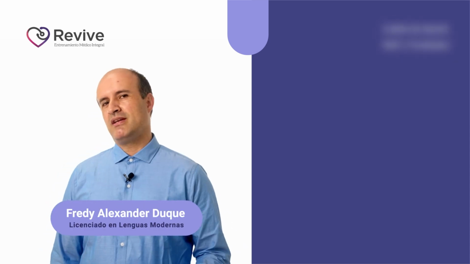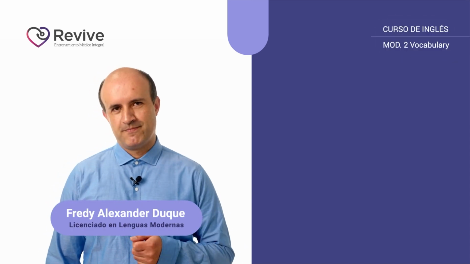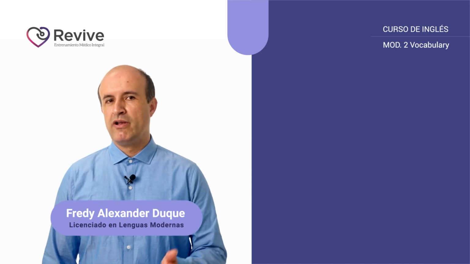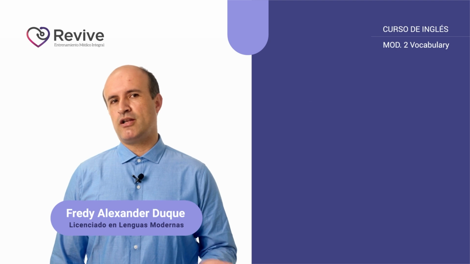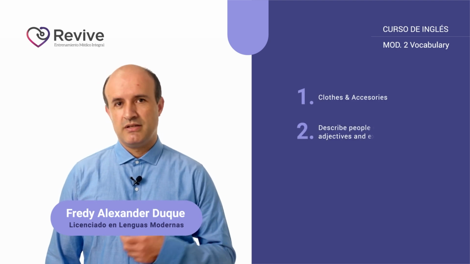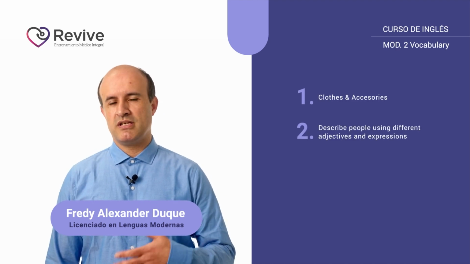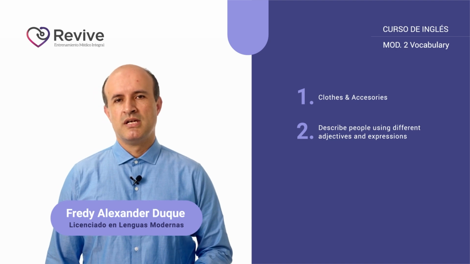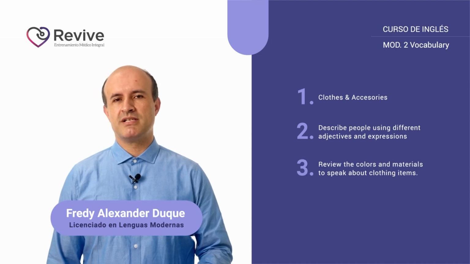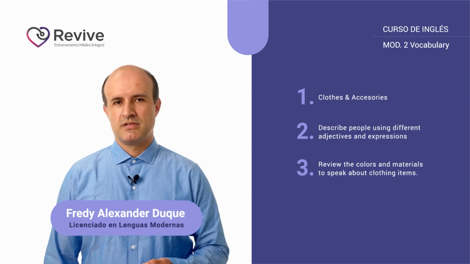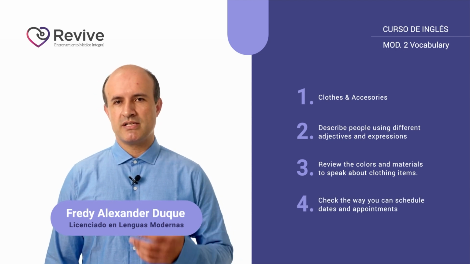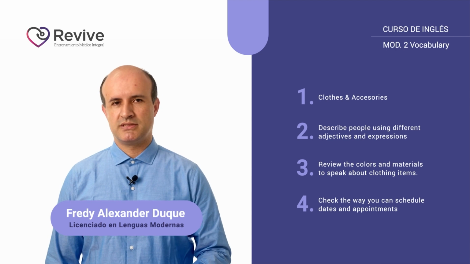Welcome to Unit 6, Happening Now, Module 2. In this module, we will learn the vocabulary related to clothes and accessories, describe people using different adjectives and expressions, review the colors and materials in English, and speak about clothing items. We will check the way you can schedule dates and appointments.